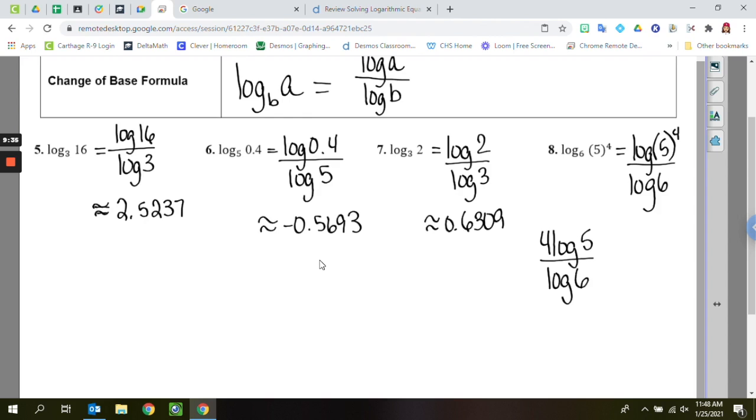Or log of 5 to the 4th, which your calculator will give you is 625. Or log of 5 to the 4th power divided by log of 6. It will come out to the same answer. Do you put the 4 in the parentheses or not? You can. Okay. Yes, I would.